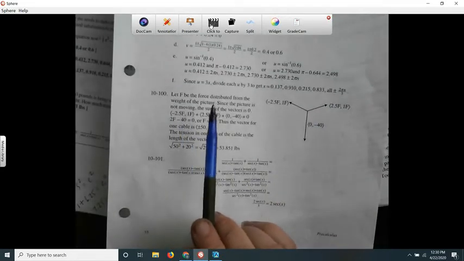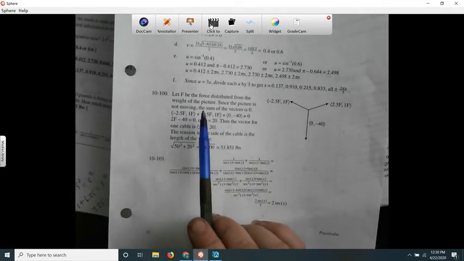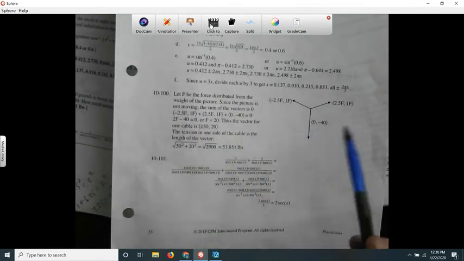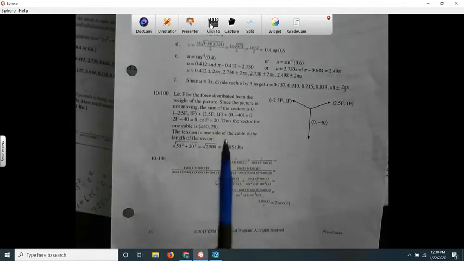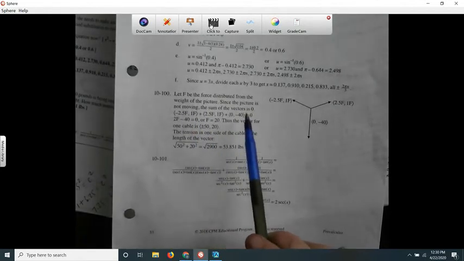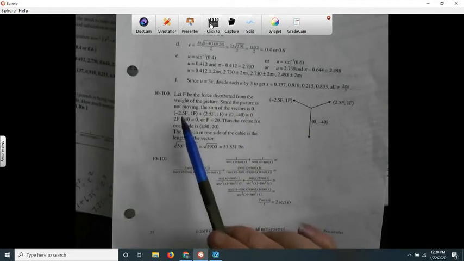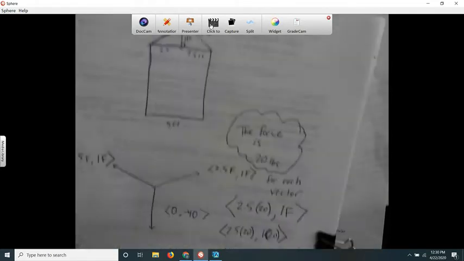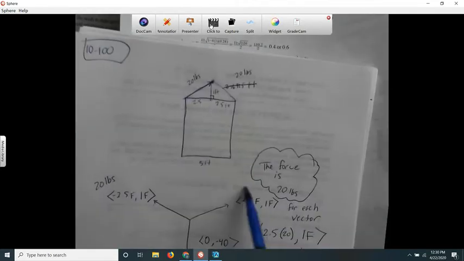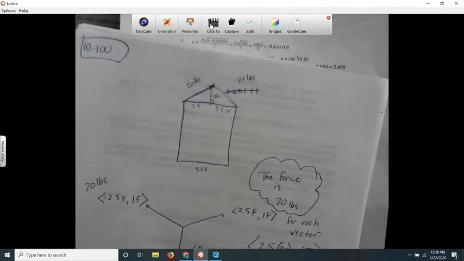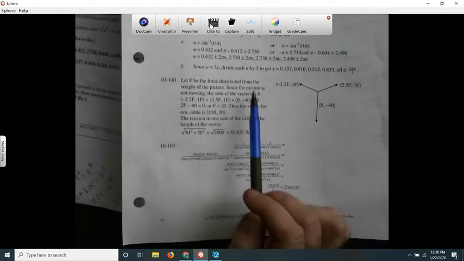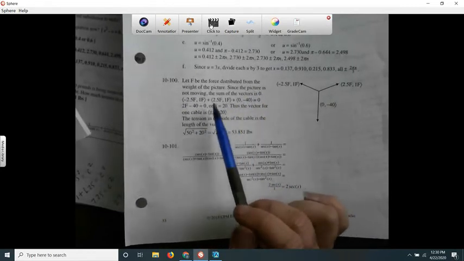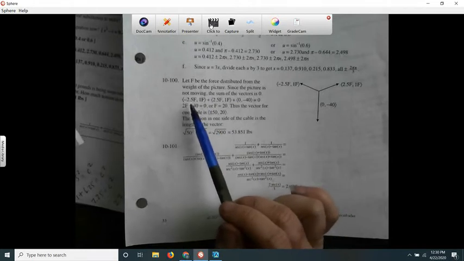And it even says here, I'll let you read this for yourself. It says, let F be the force distributed from the weight of the picture. Now, since the picture's not moving, the resultant vector is going to be 0. And I hope that makes sense. So they're adding these two vectors, which now kind of makes sense because you can think of this vector as that one and this vector as that one. And then when you add all the vectors up, the thing's not moving, then they got 2F.